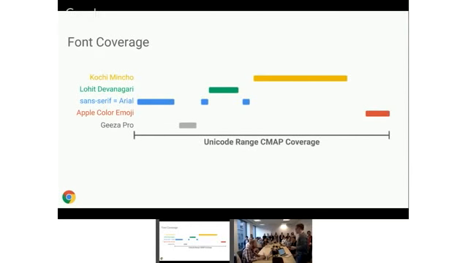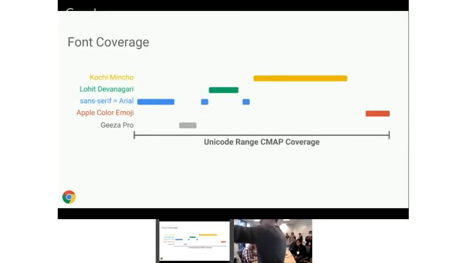To talk about shaper-driven segmentation, let's take a step back and look at font coverage. Here is a list of example fonts: Kochi Mincho, Lohit Devanagari, sans-serif, which is a way of specifying you want a font without serifs, and this usually maps to Arial, for example. Then Apple Color Emoji and Geeza Pro. They have different coverage. The coverage is expressed in a table called cmap. So you have all the Unicode characters, and the font tells you for which ones it has glyphs, so for which ones it has symbols.